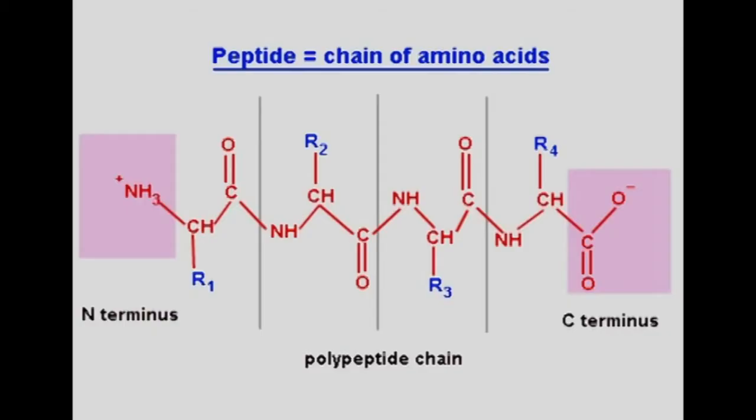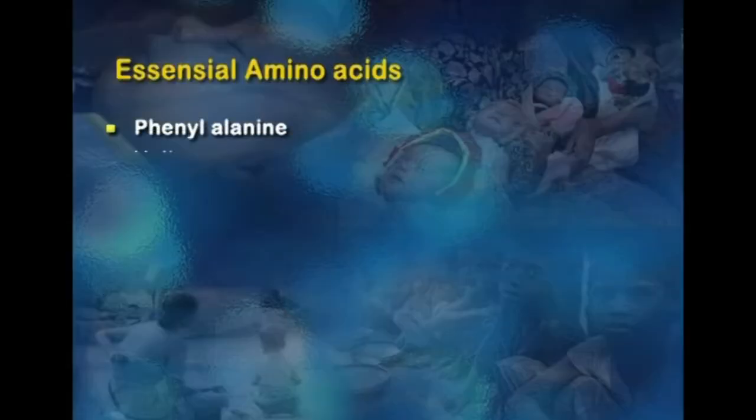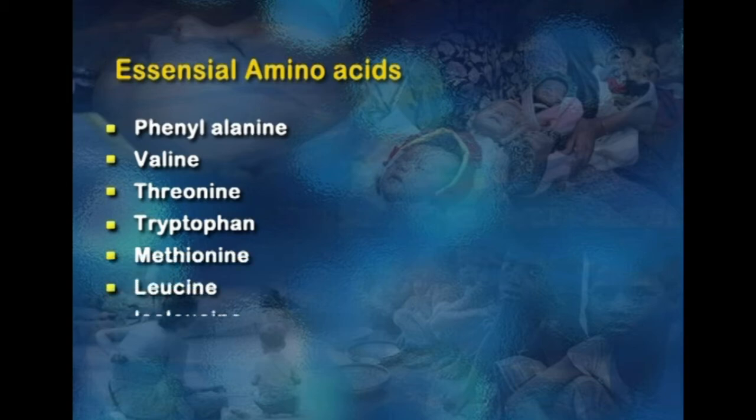Proteins are further divided into small units called amino acids. They are organic compounds which are attached to one another to form long chains called polypeptide chains. 20 different types of amino acids can be combined in different combinations and proportions to make a protein. Of these, 9 are essential. That is, they cannot be synthesized in the body but need to be provided by the diet. They are phenylalanine, valine, threonine, tryptophan, methionine, leucine, isoleucine, lysine and histidine.